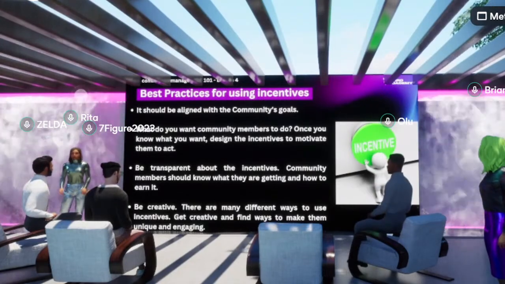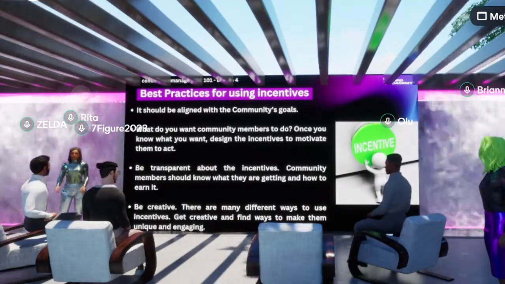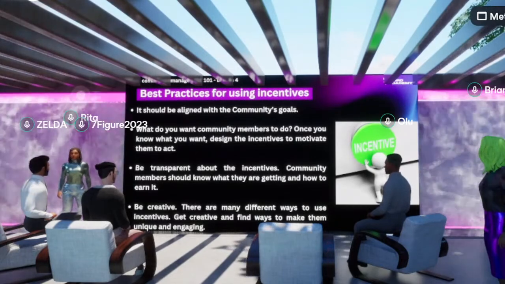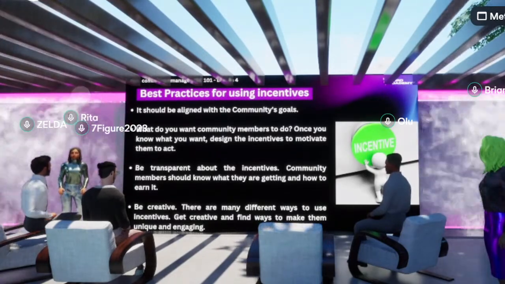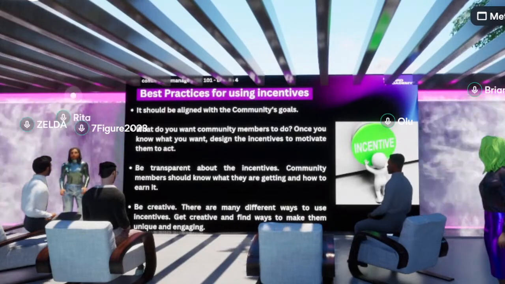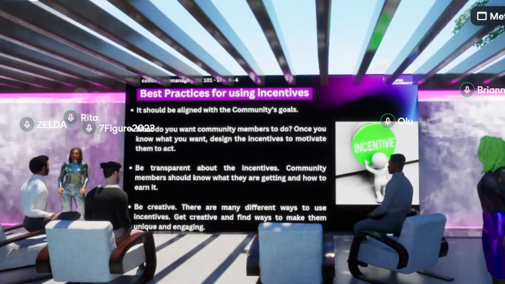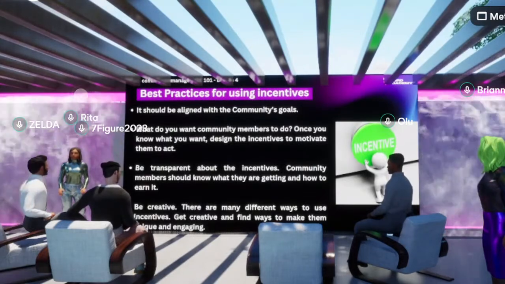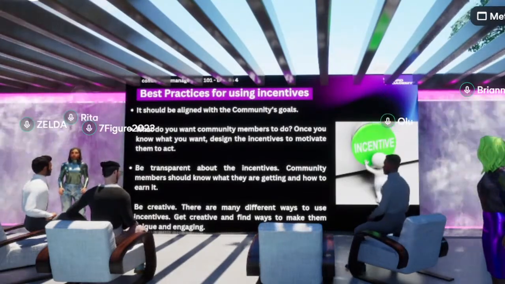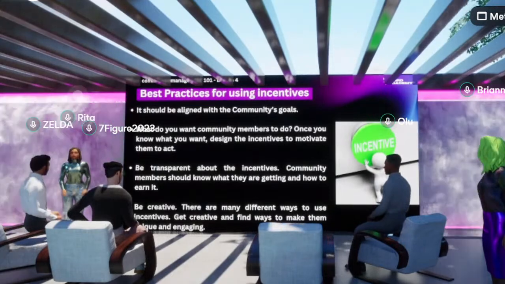So design the incentives to motivate them to act, and also be transparent about the incentives, right? Members should know what they are getting and how to get it. Just like the trade example we used, you see projects do a $500 trade contest, $100 to 5 persons.